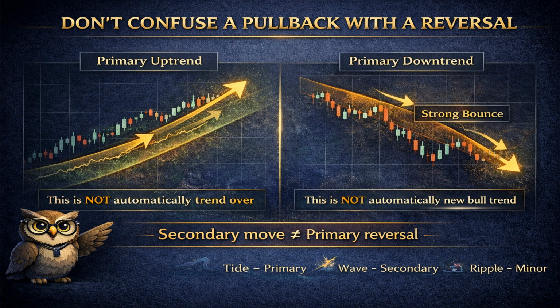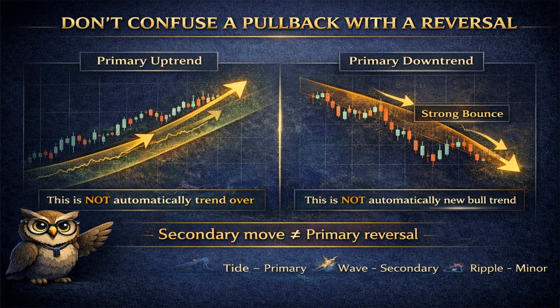So here is the practical translation. If the market is in a primary uptrend and price pulls back for a few weeks, that does not automatically mean the bull trend is over. And if the market is in a primary downtrend, one strong bounce does not automatically mean a new bull trend has started. This is where traders get hurt. They confuse a secondary move with a primary reversal. That confusion is expensive.